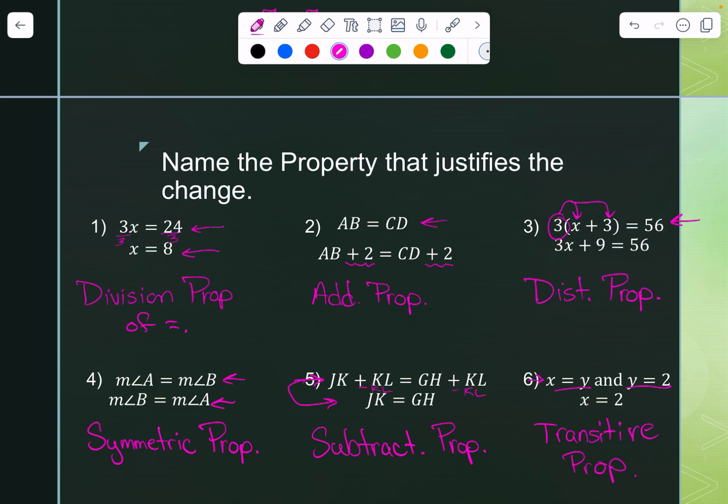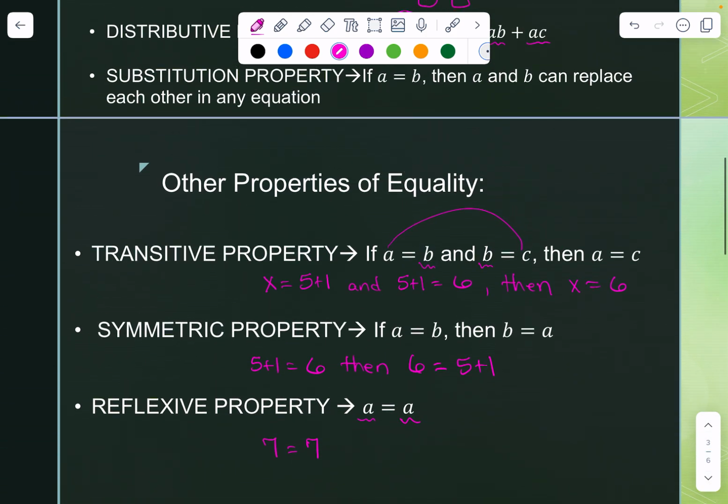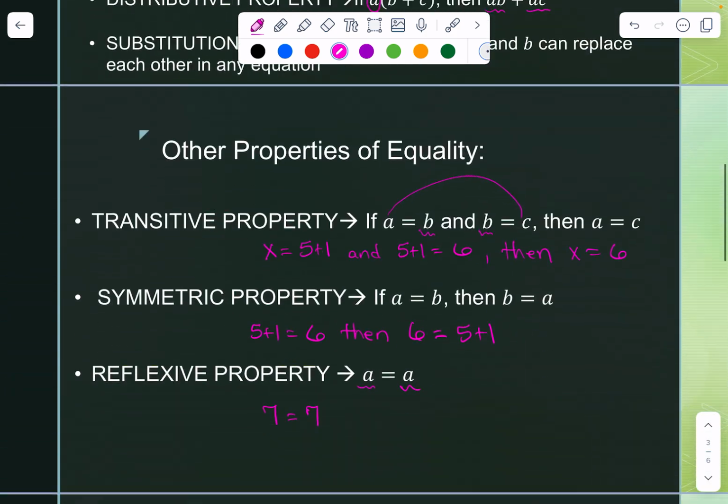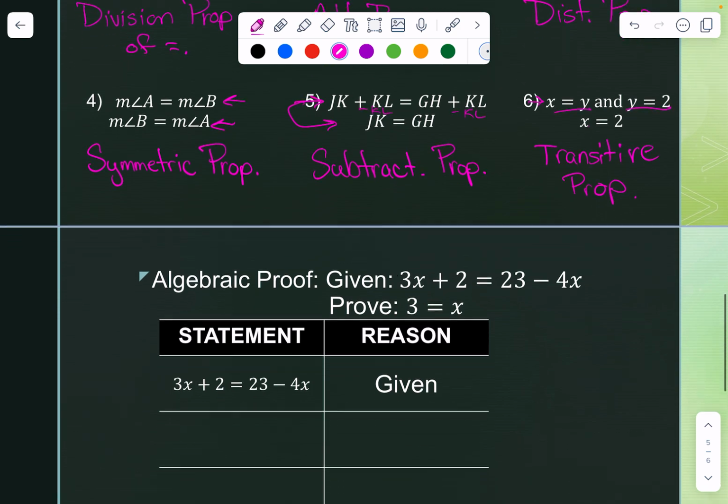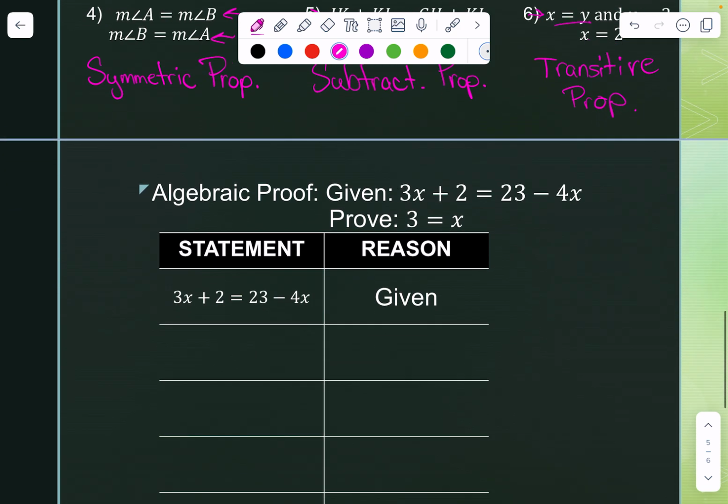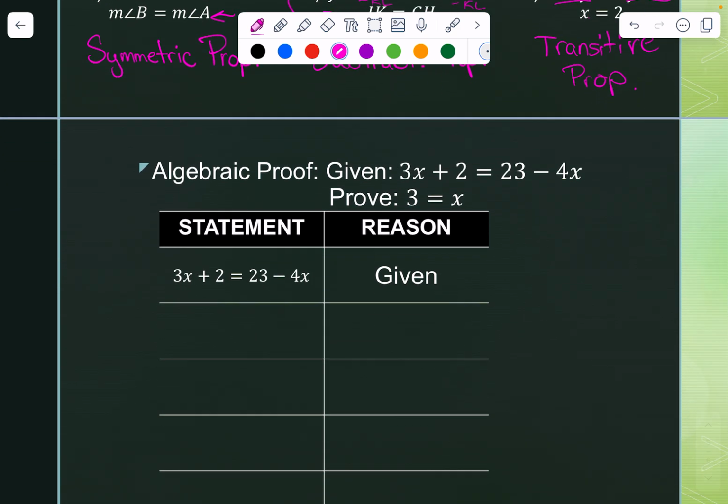Okay, so you should be able to recognize what all of those properties of equality are as you work through the process. Now, we're going to put this into an algebraic proof. So what you're going to do is you're going to work this problem out, making sure that you make it equal what the proof statement is. Okay, so you want to go from the given statement to the proof statement, working it out.